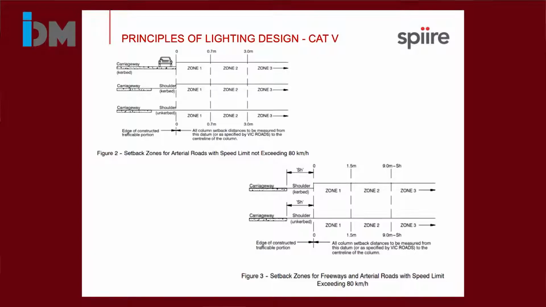0.7 category P area typically, or roads not exceeding 80 kilometres an hour. Could be a category V area as well. And nothing within zone 1, impact absorbent and slip base within zone 2, and probably only concretes in zone 3.